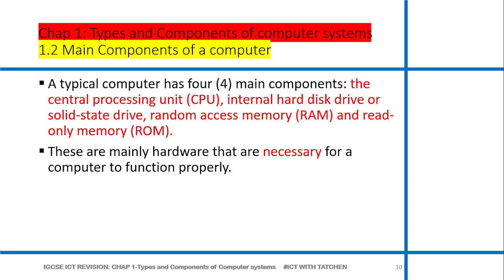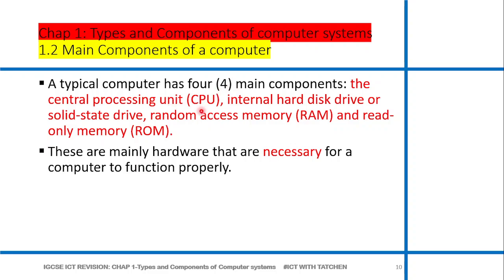System. So when we think about a computer, it has some main parts that it can't do without. If you have a computer, there are specific parts without which your computer cannot function properly. Now, when we think of a typical computer, we have four main components, or four main parts that the computer needs.